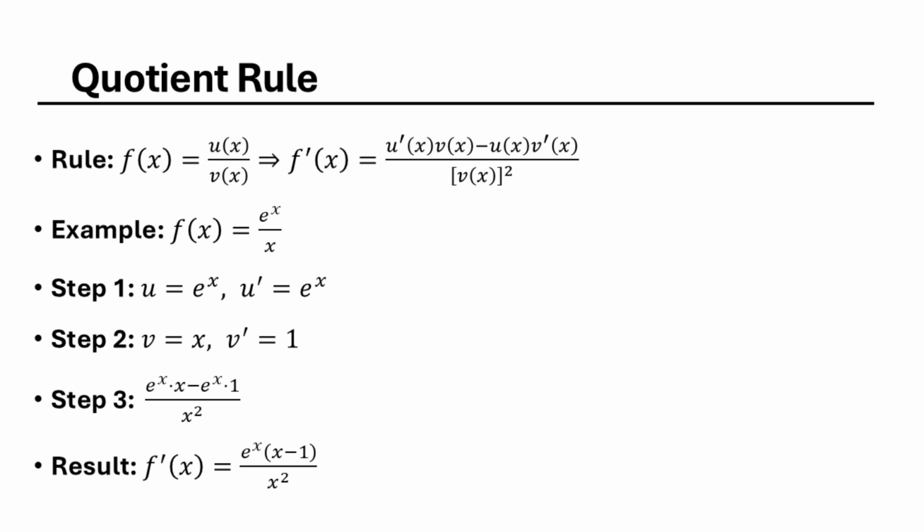We can simplify the numerator by factoring out e to the power of x, giving us f prime of x equals e to the power of x, times the quantity x minus 1, all over x to the power of 2.